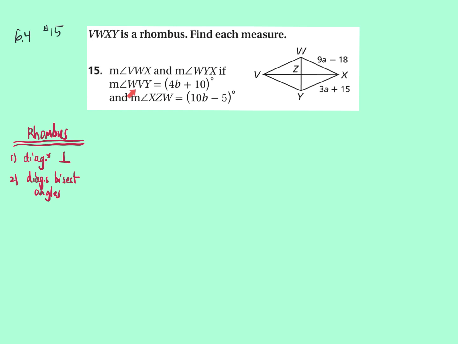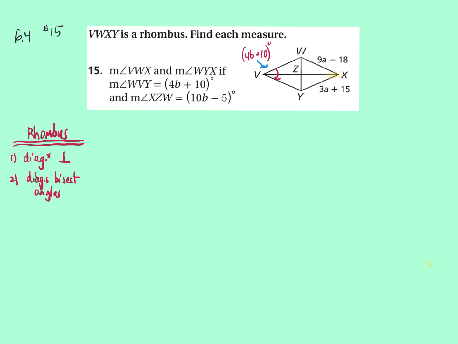From the W to the V to the Y. Well, that angle is this rotation, and it's 4b plus 10. And I don't know how we're going to find that. So let's look at the other piece of information, the measure of angle XZW.